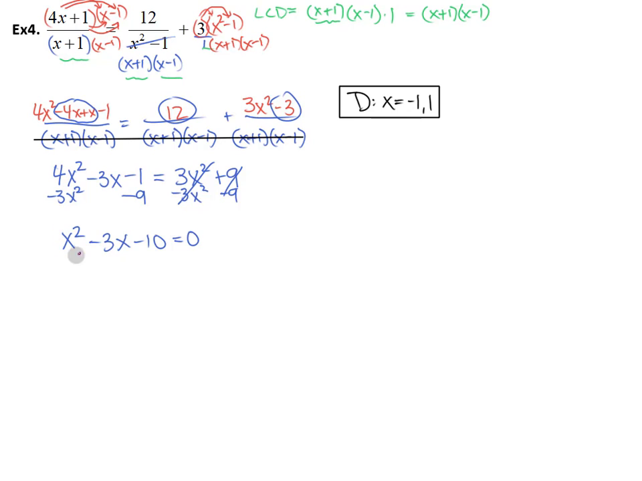And luckily for us, this quadratic does factor. It factors as x minus 5 times x plus 2, which gives us the two possible solutions of positive 5 and negative 2. So we need to check our answers. Remember to check them against the domain, and neither one is a restricted value. So in fact, this has two values of x that make the equation true. Positive 5 and negative 2 are both solutions to this problem.